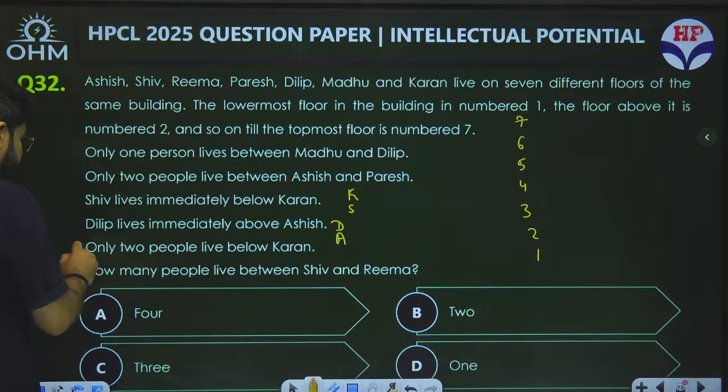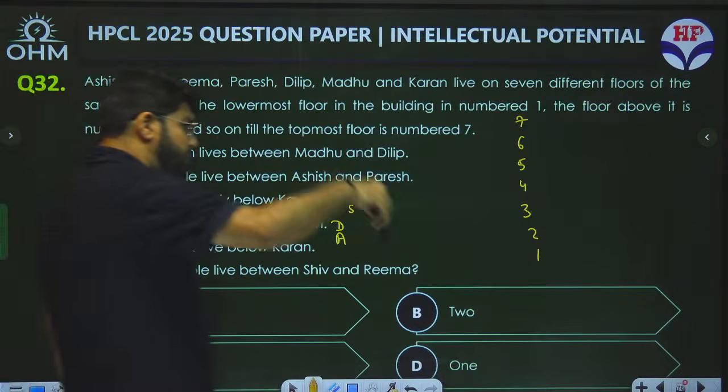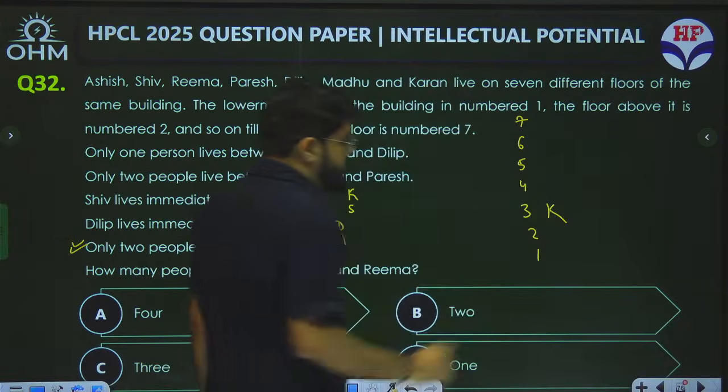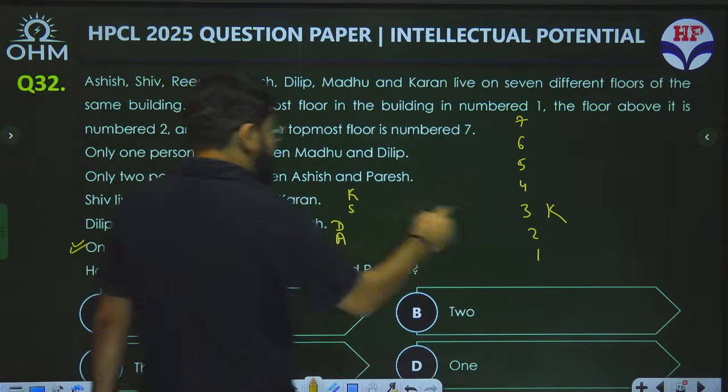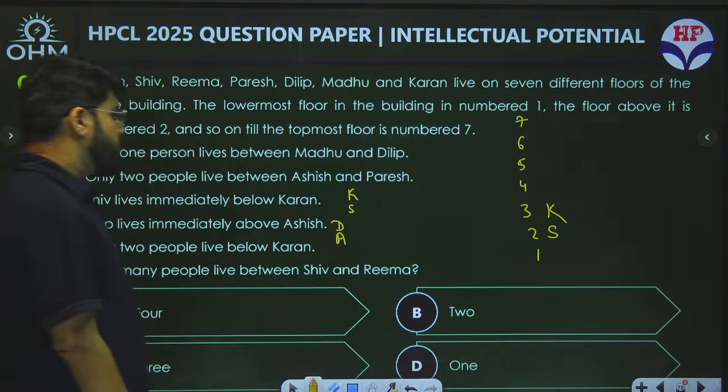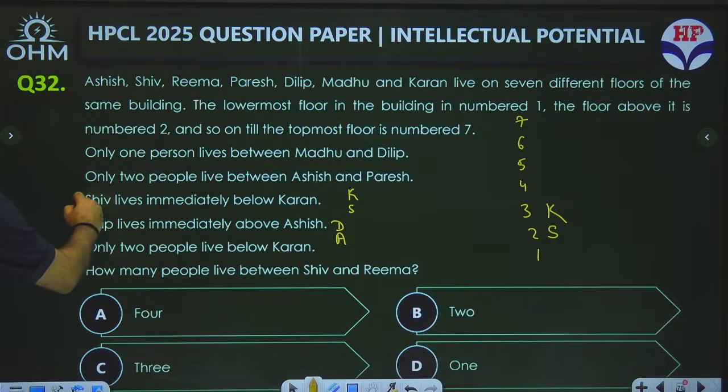Acha, this can be a starting statement. Only 2 people live below Karan. So Karan comes up here. And then Shiv is immediately below Karan, so Shiv comes up here. Okay, 2 people are sorted. Shiv is immediately below Karan.